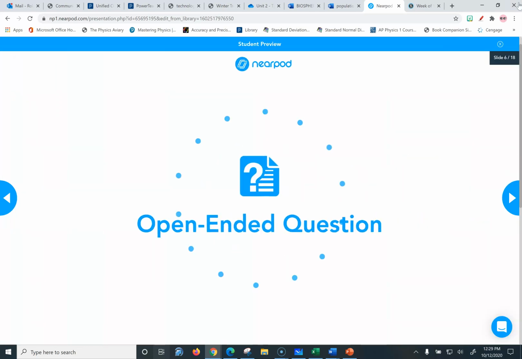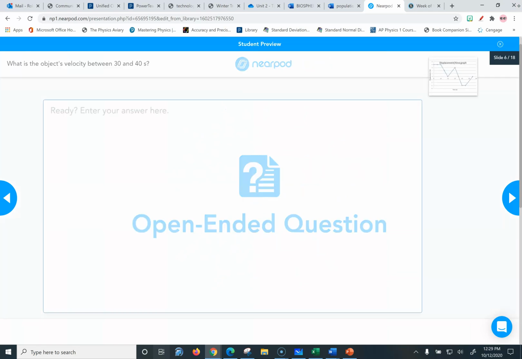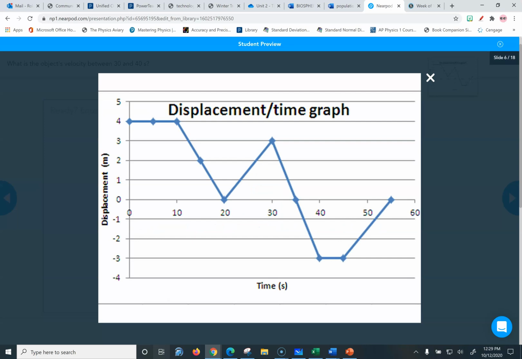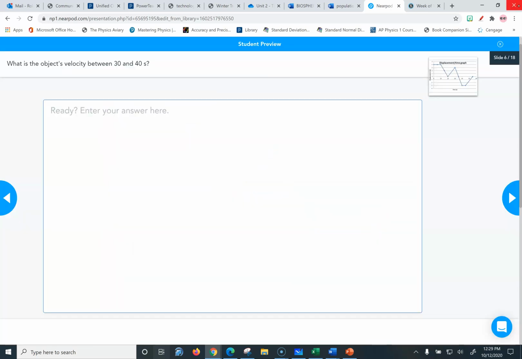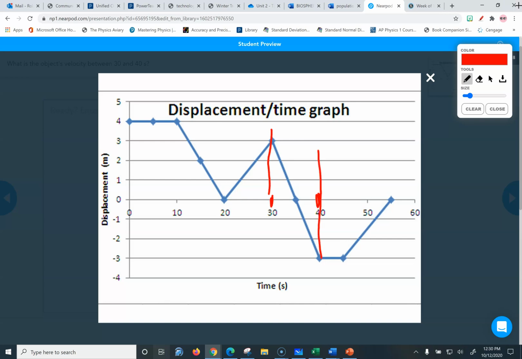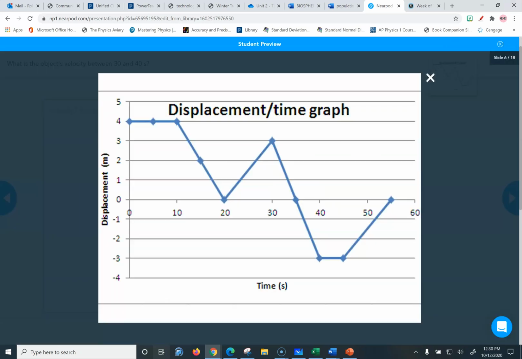So here is an open-ended question. Okay, so they ask you to calculate the velocity between 30 and 40 seconds. So between 30 and 40, you're looking at this segment right here. You can figure out the slope using any 2 points along that line. Try and find that out and input that.